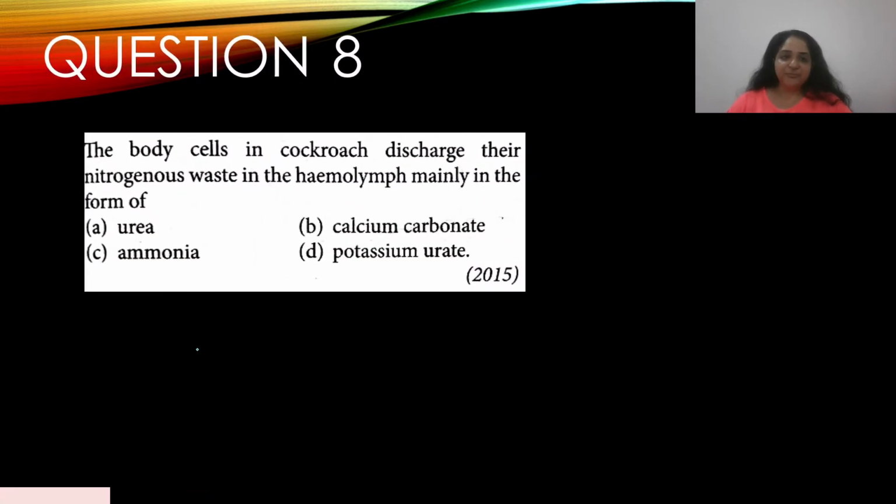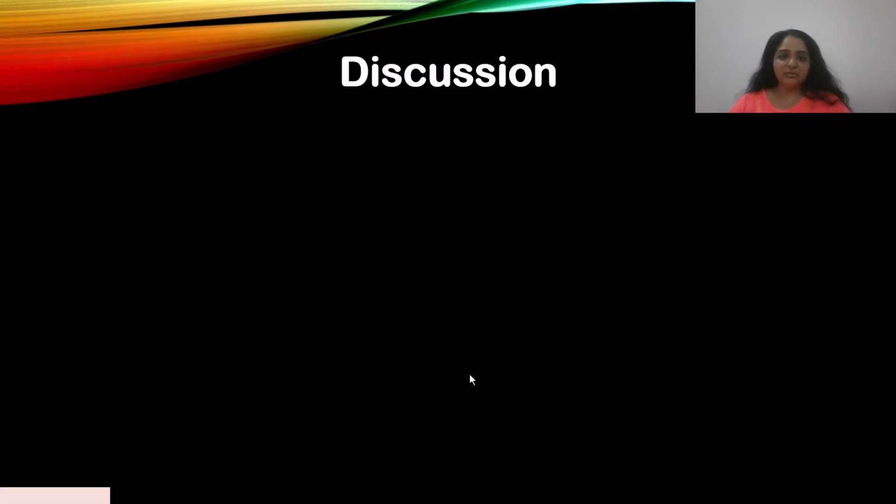Question number 8. The body cells in cockroach discharge their nitrogenous waste in the hemolymph mainly in the form of, and this appeared in 2015: A, urea, B, calcium carbonate, C, ammonia, and D, potassium urate. The answer is D, potassium urate. The others are incorrect. Let's go to the discussion.